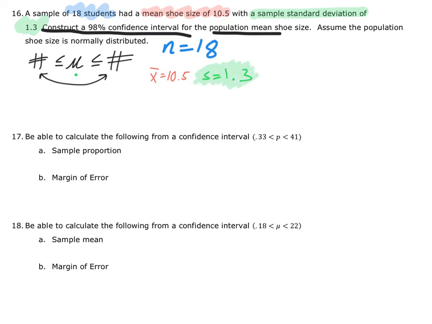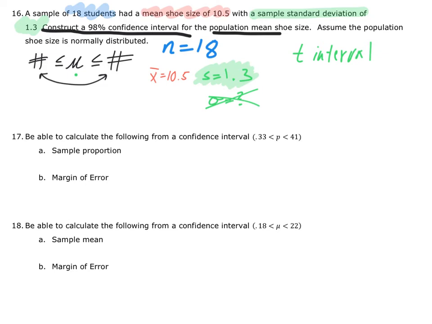This right here, I do not have a value for sigma. I don't have a value for sigma, so I cannot use a Z interval test. Instead, I've got to use a T interval test. So I'm going to go ahead and grab that on my calculator. I'm not going to show you my calculator screen, but I'll walk you through it.